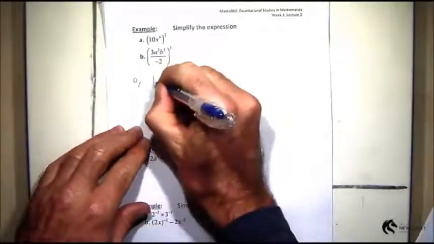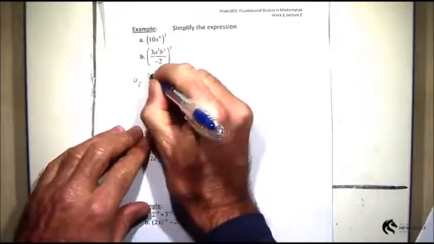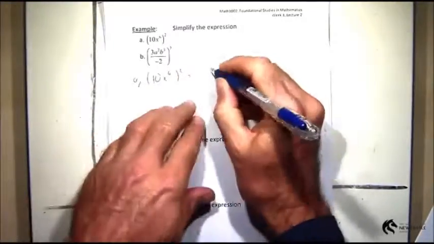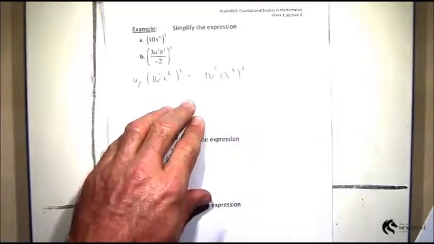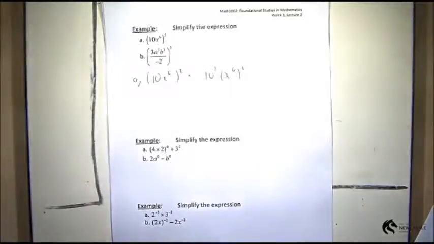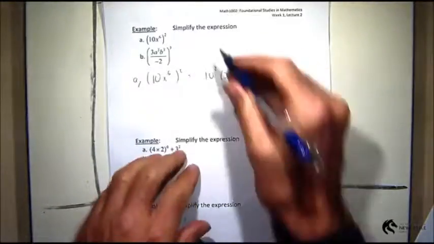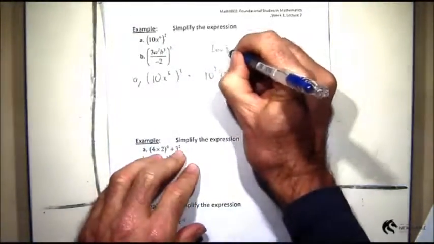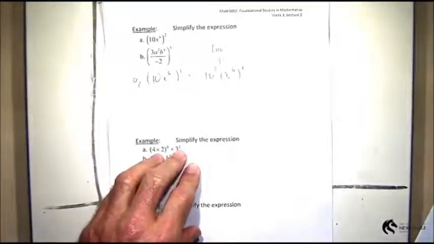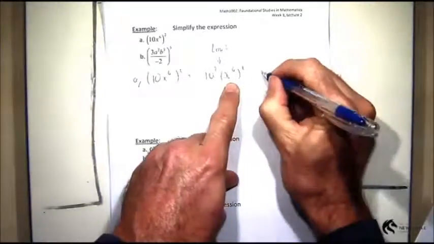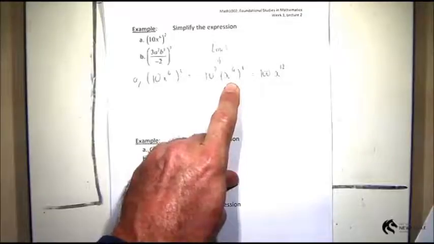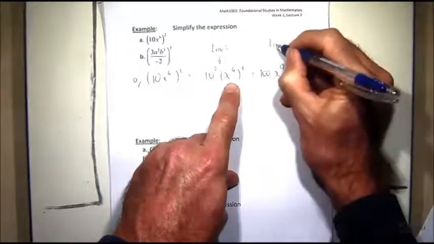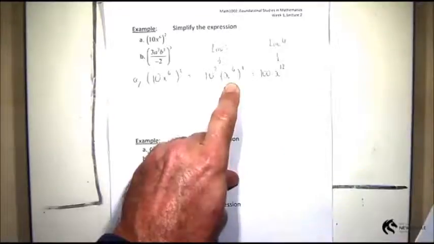So 10x to the 6 all squared, using law 3, that will become 10 squared times x to the 6th all squared. That's law number 3 that I used there. Now this one is x to the 6th all squared, so that becomes x to the 6 times 2, which is x to the 12th. So that was law 4 that I used there.